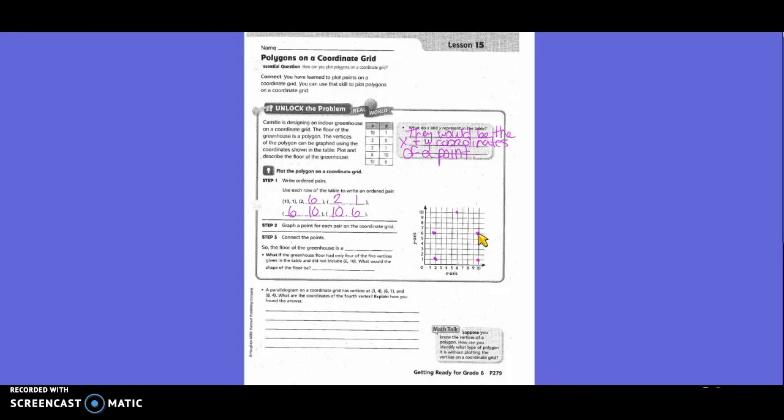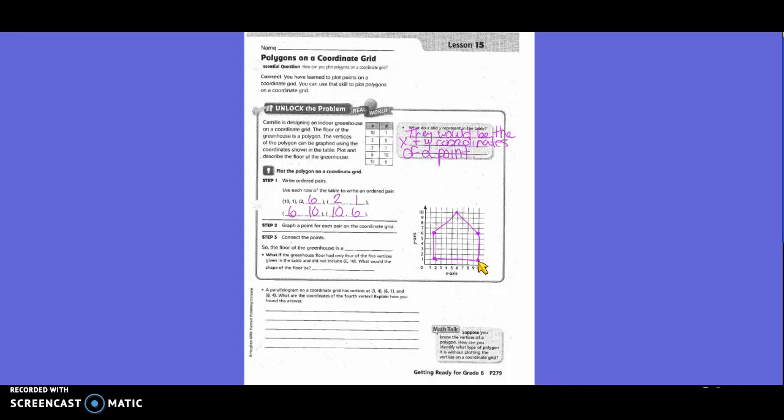Yes, because we want a polygon, and if I go ahead and connect them, then I should be able to see my figure. Now, if you want to, you can use a ruler. You don't have to use a ruler, though. If you cannot draw a straight line, then you might consider that. Okay, all right, connect the points.